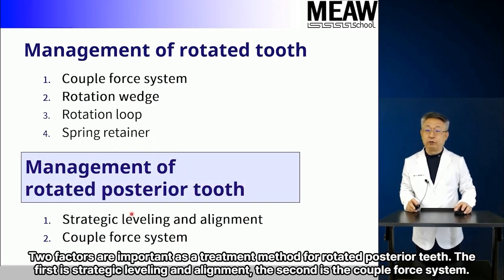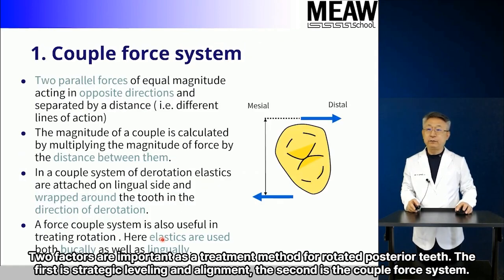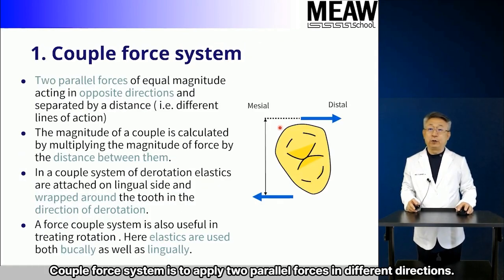Two factors are important as a treatment method for rotated posterior teeth. The first is strategic leveling and alignment. The second is the couple force system. The couple force system is to apply two parallel forces in different directions.